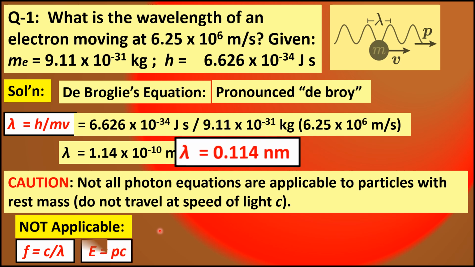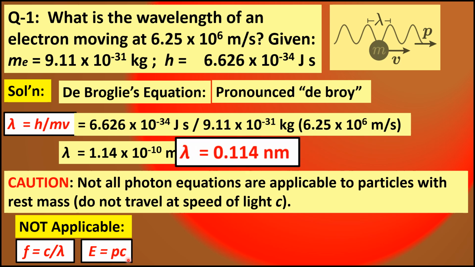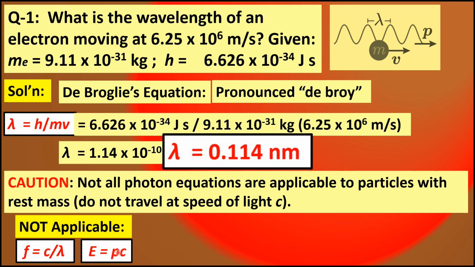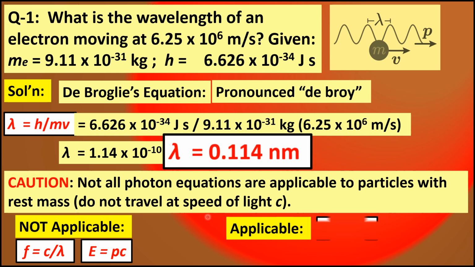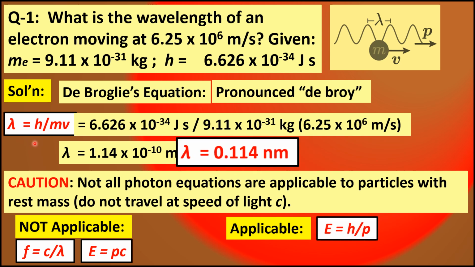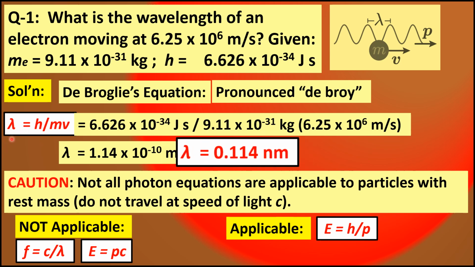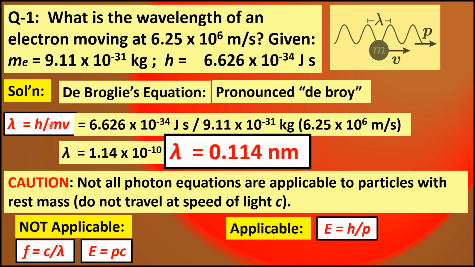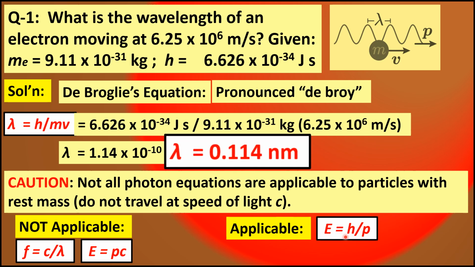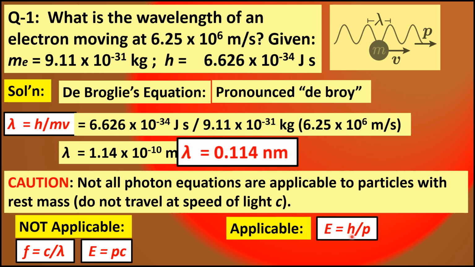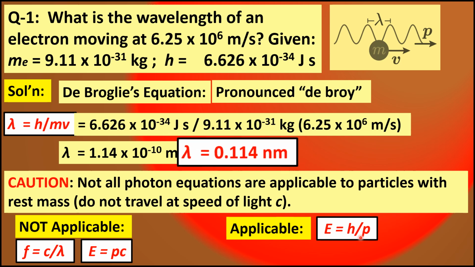Likewise, the formula for finding the photon energy, which is the product of the momentum and the speed of light, also doesn't apply to these particles. However, the formula that we use in determining the de Broglie wavelength for this electron, lambda equals Planck's constant divided by mv, is actually based on the formula for the momentum of a photon, p equal to Planck's constant divided by the wavelength.